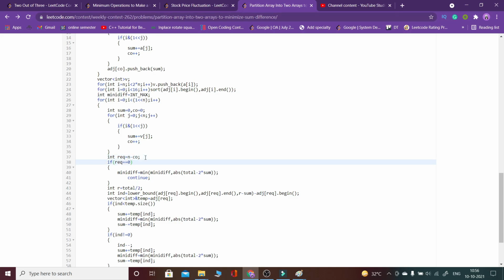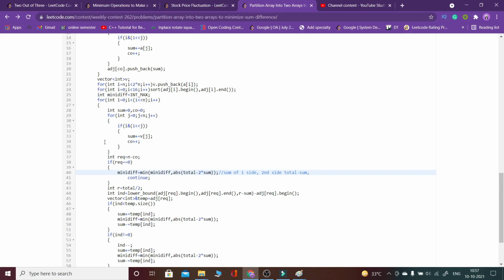Okay, so if required equals 0, that means all the elements of this half we have taken. Then the required elements from the other side would be 0. Which means my current sum would be the sum of one side. And for the other side, what would be the sum? Total sum minus sum. It would be the sum of the other side. And what we have to do is find the minimum absolute difference. So what would be the absolute difference? Total minus sum minus sum. So it would be total minus 2 sum, isn't it?